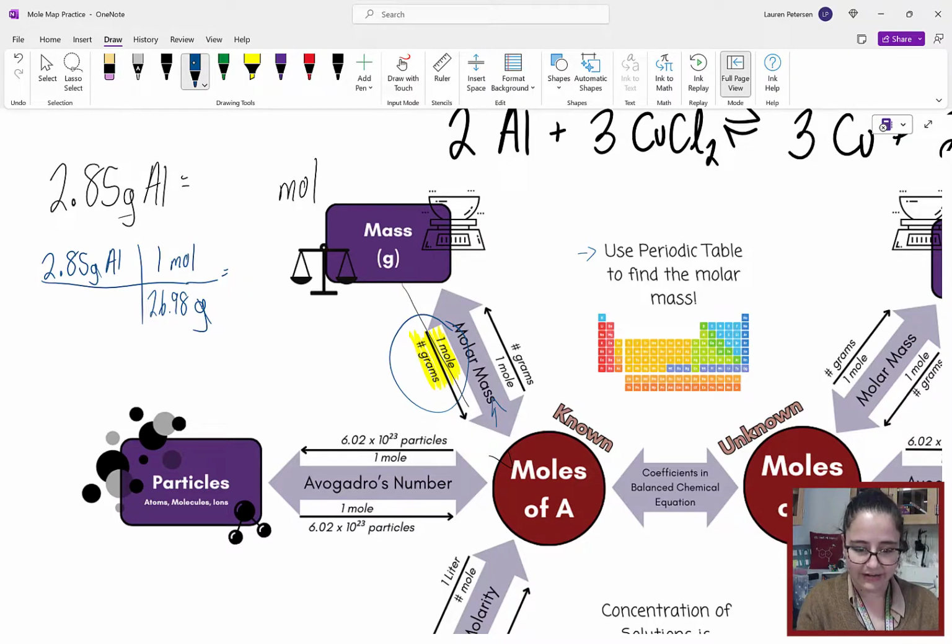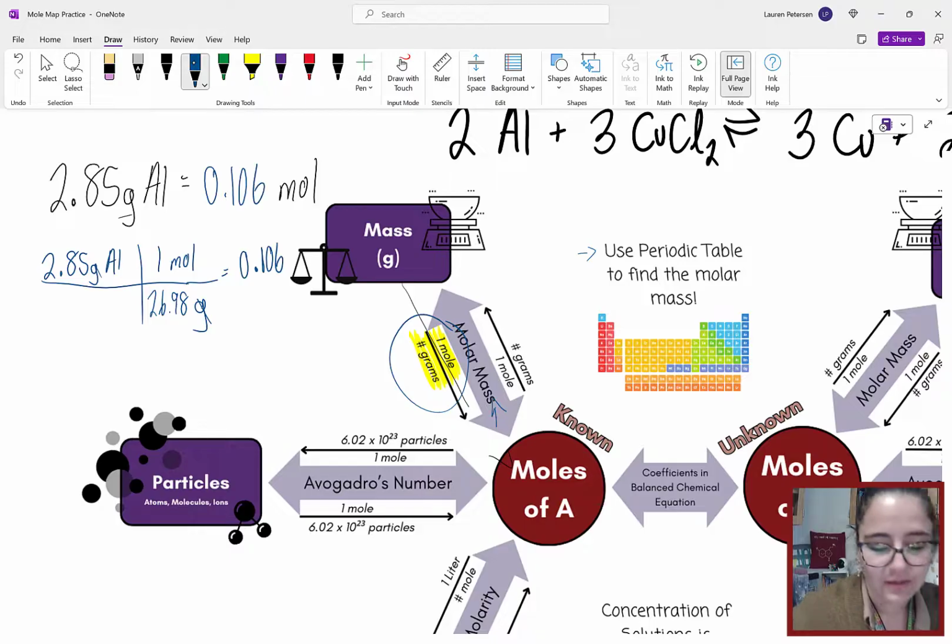So the grams will cancel out. I got 2.85 divided by 26.98. So 2.85 grams of aluminum is equivalent to 0.106 moles of aluminum. Okay, cool. Let's go ahead and look at another one.